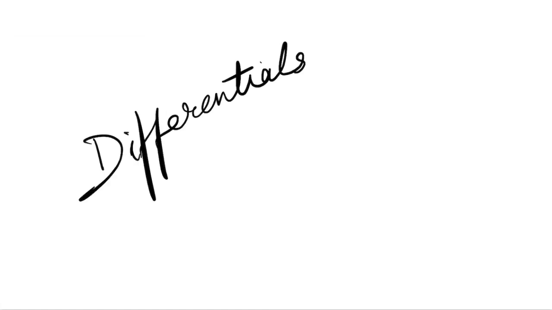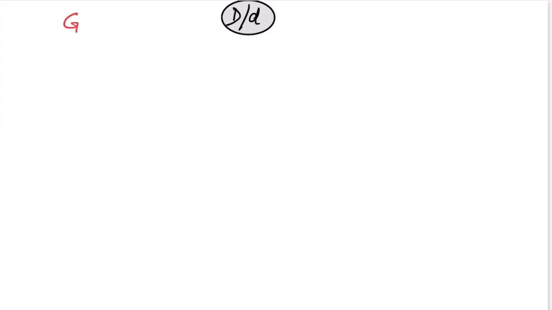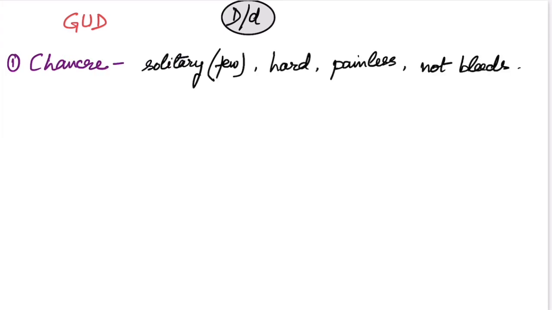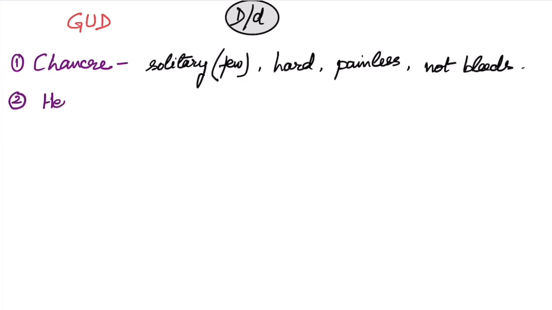So moving on to the last topic for today's discussion, the differentials of Chancroid. So all the genital ulcer diseases, there are 5. So all the other 4 will be the differentials. The first one is very easy, it is chancre. Because of the name it is chancroid. Chancre is solitary, it is hard, painless and it doesn't bleed.